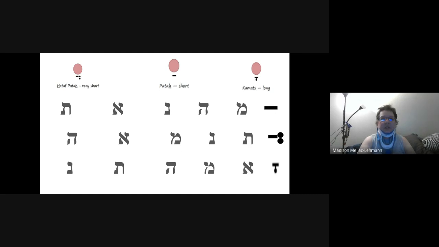Okay, there we go. So this is a vowel drill, and the vowel drill is exactly the same as the letter drill, except we add the vowel in front. I'm going to show you the first example, but I'm sure you guys have already figured this out. This is a patak, the short A. So if we were to do this vowel drill, it would be ma, ha, na, ta.